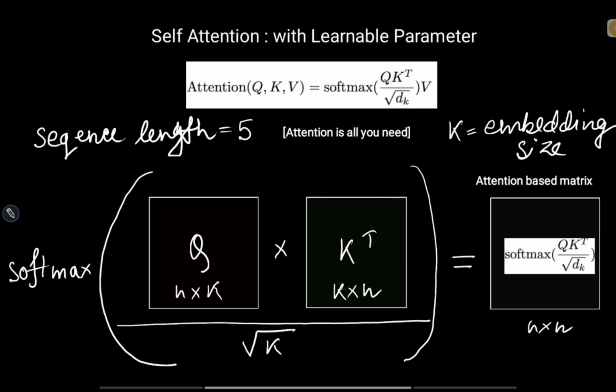So if I take this example, we have this n cross k, which is our Q. So this is like 5 cross 512, right? As I mentioned, in the Attention Is All You Need paper, this k is equal to 512. So for this example, the shape of Q is 5 cross 512. Then after doing the transpose, we multiply with a matrix of shape 512 cross 5, divide it by the square root of k, and take the softmax, and what we get as output is a 5 cross 5 attention-based matrix, right? So n is nothing but the sequence length, which we are mentioning here for this example.